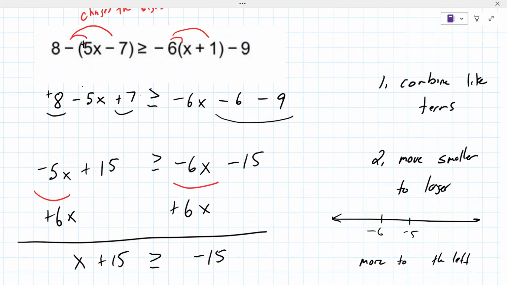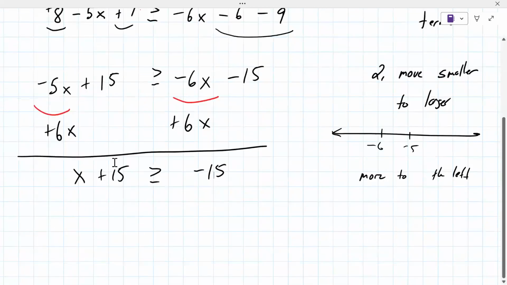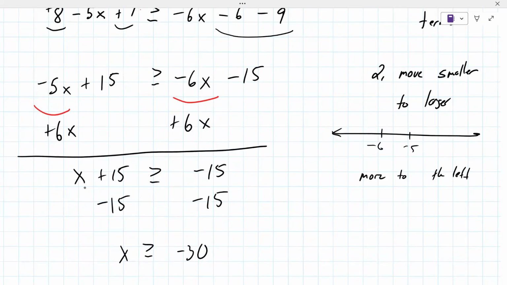Almost there. It's nice that it got down to just x. How do you undo addition by 15? Subtracting it. Subtract 15, yeah. So x is greater than or equal to -30. All right, so that is your answer. That goes into A there.